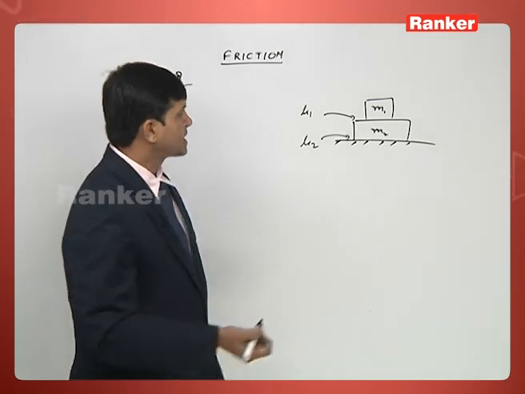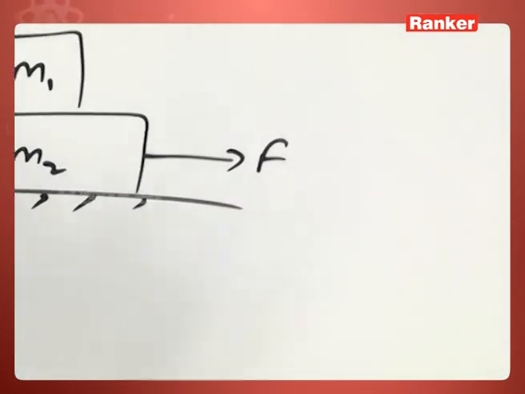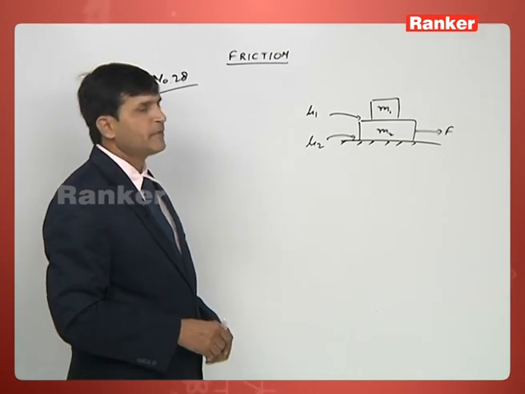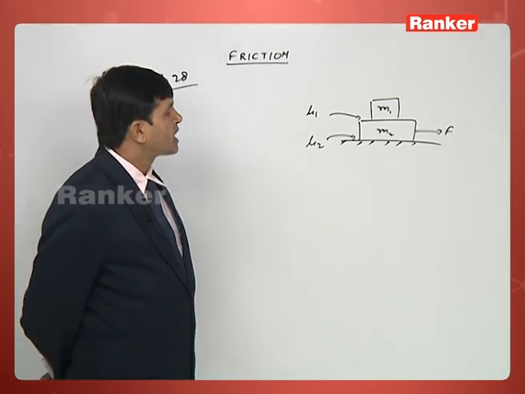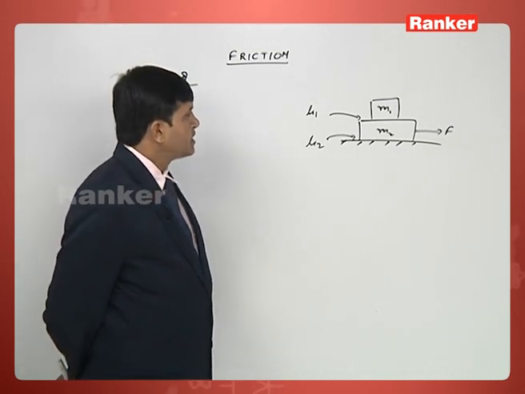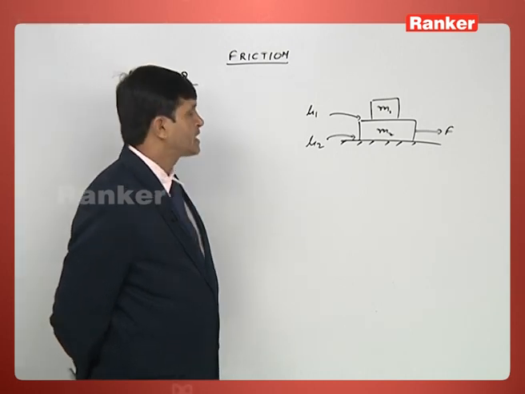Now, they are asking what could be the horizontal value of force F, or what is the maximum value of F till both the blocks are moving together. See, there is no slipping between m1 and m2. So what is the condition for that?